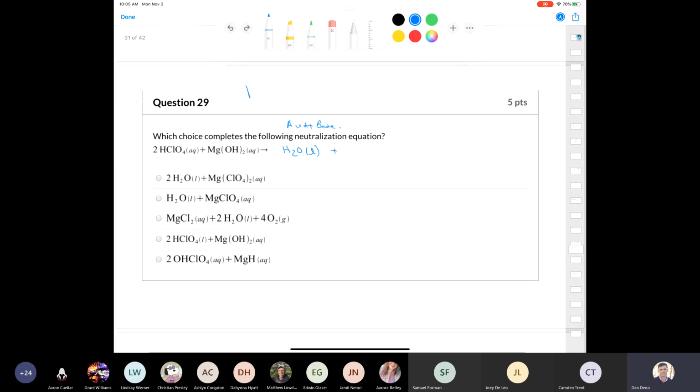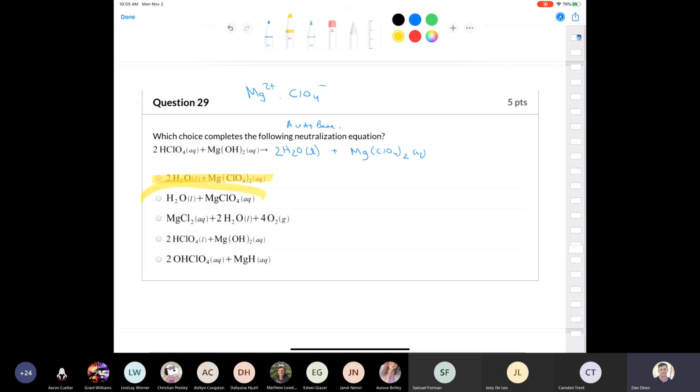We know that magnesium is from group 2A. It has a charge of 2+, and perchlorate is ClO4 minus 1. How are they going to come together? I'm going to have magnesium and 2 perchlorates, won't I? There we go. And so if we look at the possible answers, my reaction isn't balanced, is it? Which choice completes it? It's going to be this answer right here, isn't it? Right? Water and magnesium perchlorate.